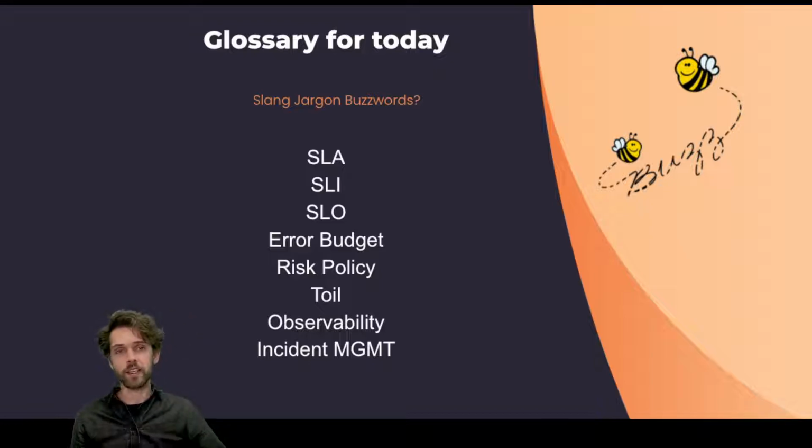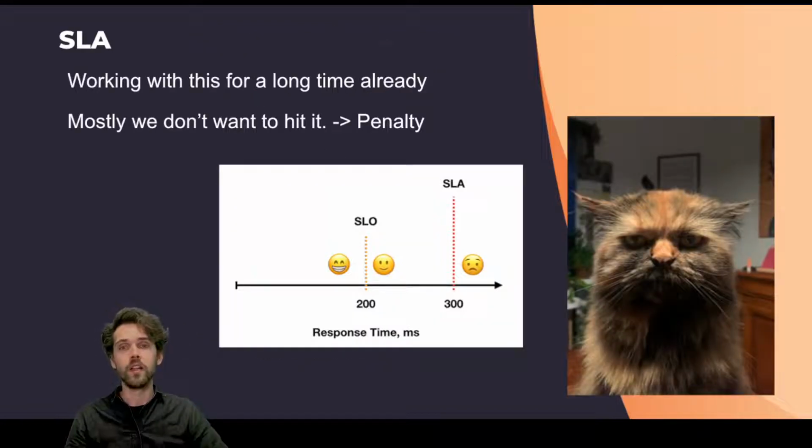So, SLA, we all know it. When an SLA is hit, your customers, or we, look like the cat on the right. Not happy. And well, SLAs, we have been working with them, as in a service level agreement. What are we going to agree upon that the service should uphold? And most of the time when the SLA is hit, there's a penalty involved. Cost, rebate, discounts. It doesn't matter. At least most of the time it's something bad.